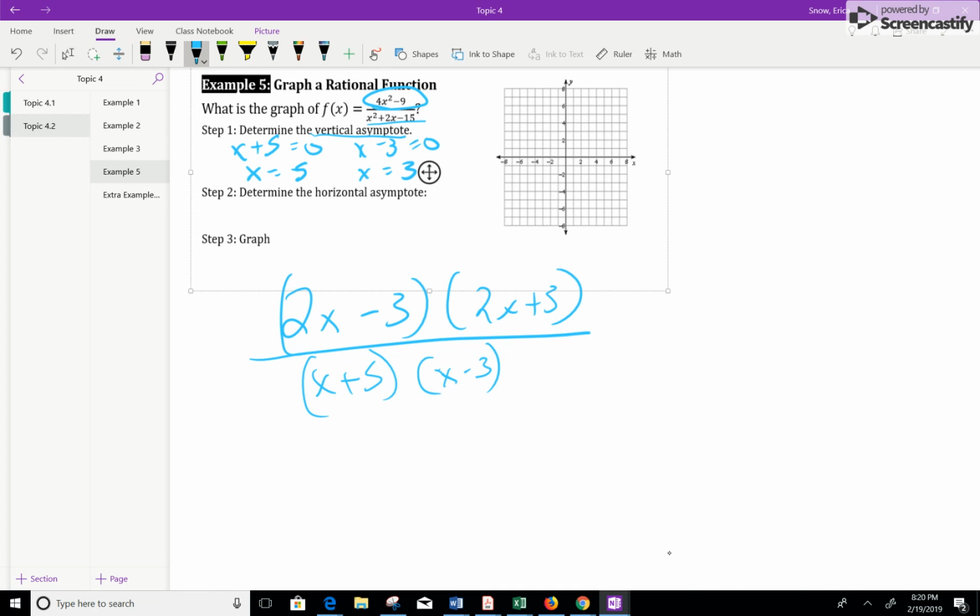I'm going to draw those on here in blue. And generally, you should really put these on as dotted lines. So just pretend that other blue line is dotted.